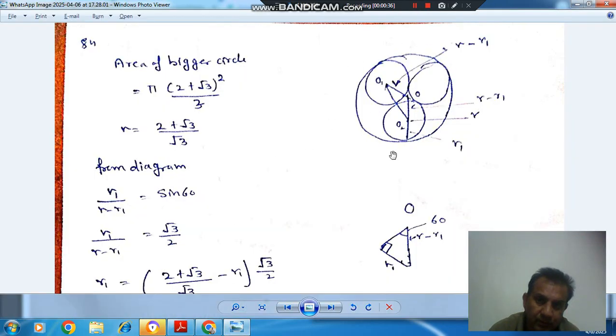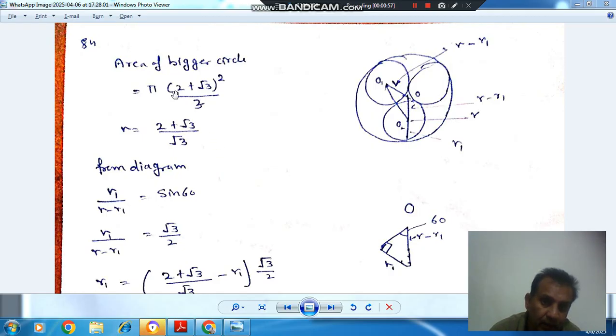So suppose this is your bigger circle and its radius is R, and the area of this bigger circle is given as π(2 + √3)²/3. We know that the area of the circle is πR², so R is (2 + √3)/√3. Okay, so this is your R, or this can be your R, or this can be your R.